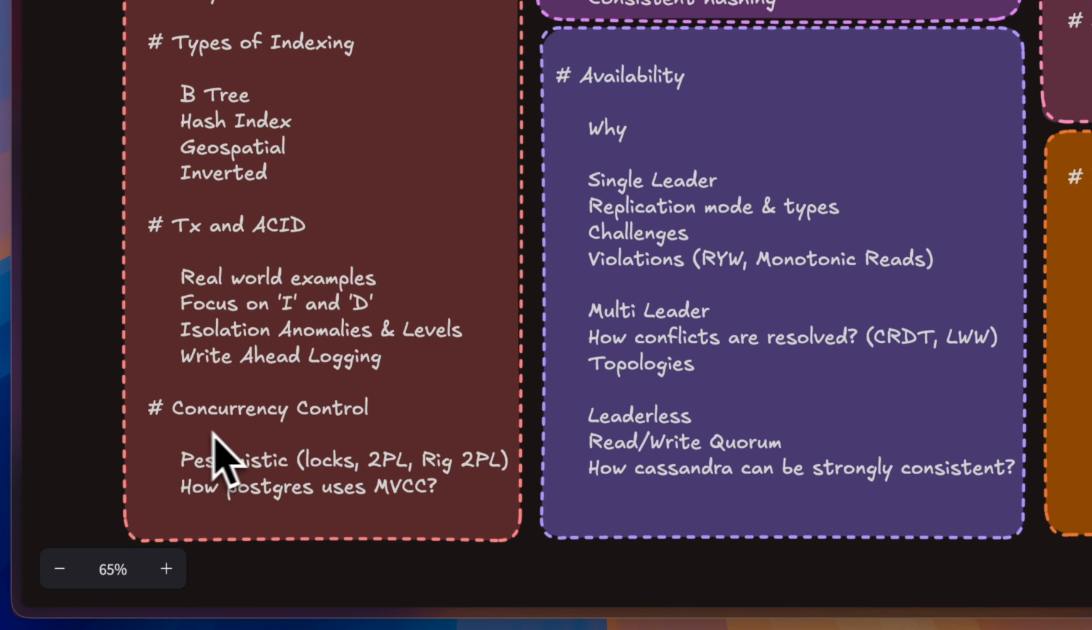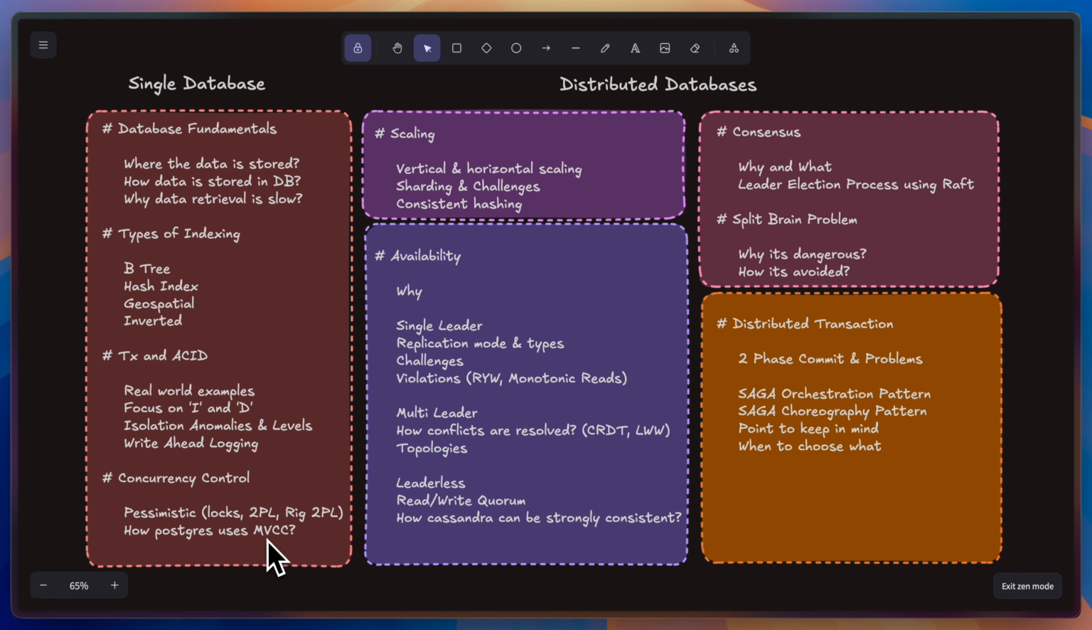After that, we'll learn about concurrency control, which is used by the databases to prevent these isolation anomalies and provide data consistency. So there are many types of concurrency control techniques, but we'll be mainly focusing on the most popular ones, which is pessimistic concurrency control and multi-version concurrency control. So till here, whatever we would be learning will only involve one single database, right?